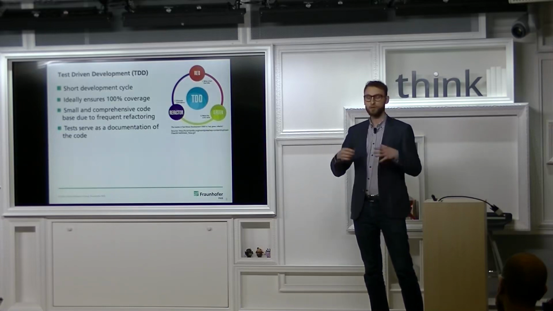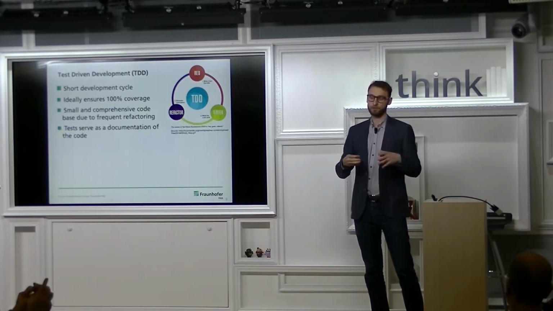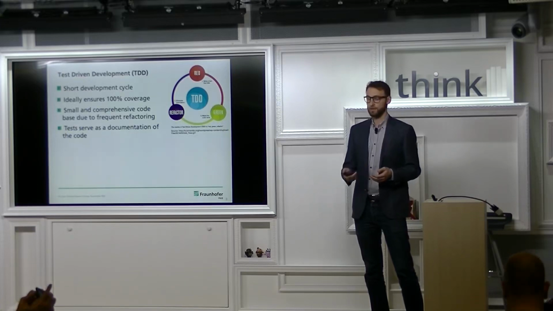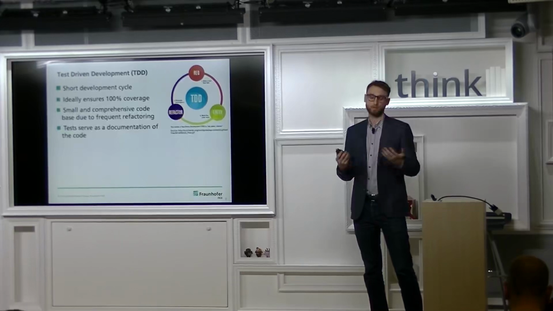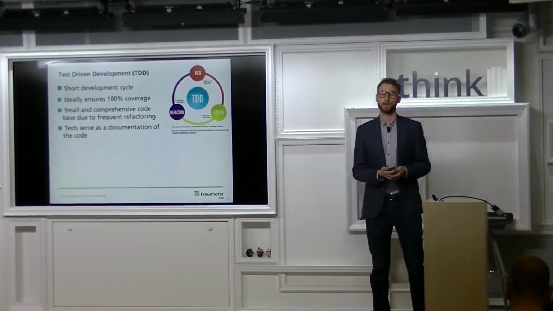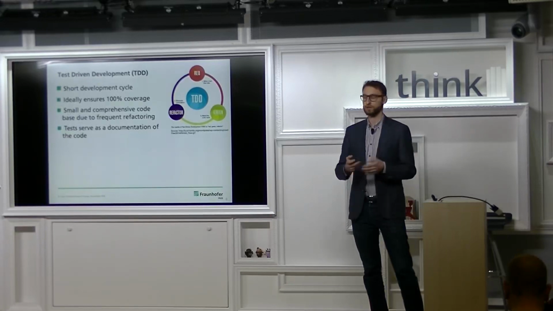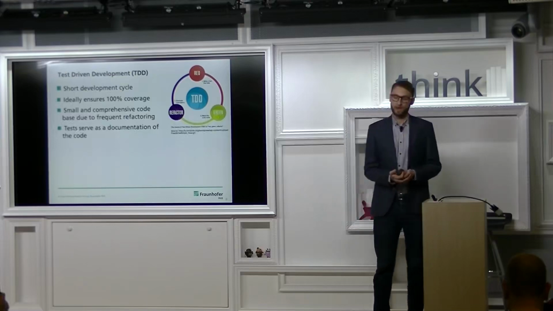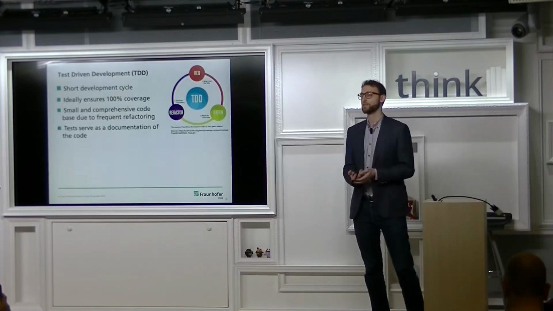At first, you write the test of what you want to implement, and then you see the test fail. You execute it, of course, automatically, and then you implement as much code as you need in order to make this test pass. So this ensures that, ideally, you get 100% test coverage.